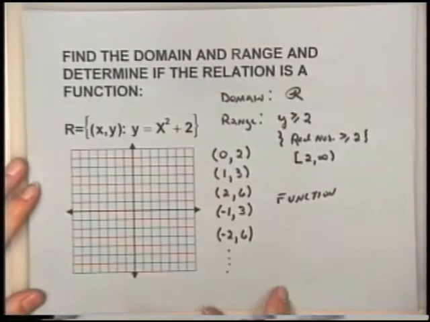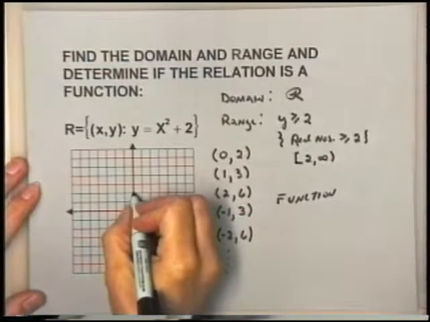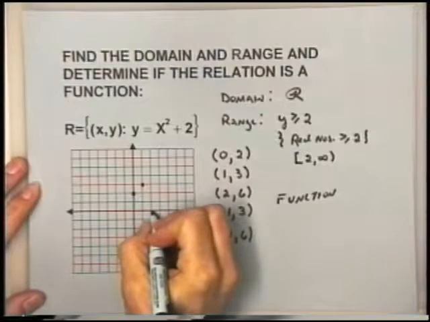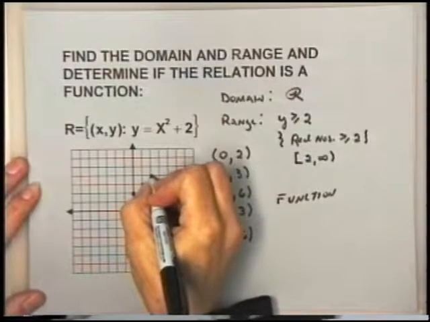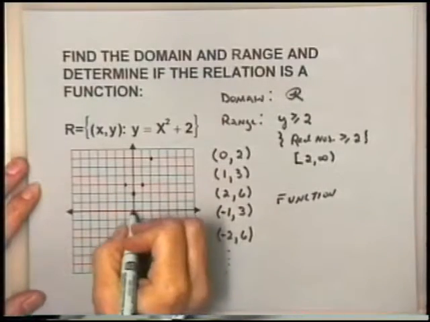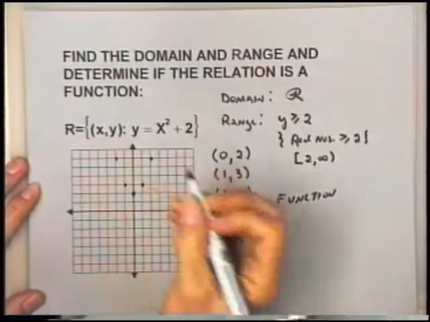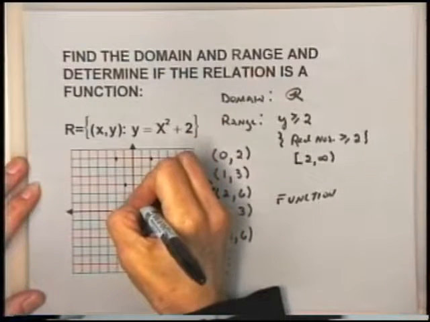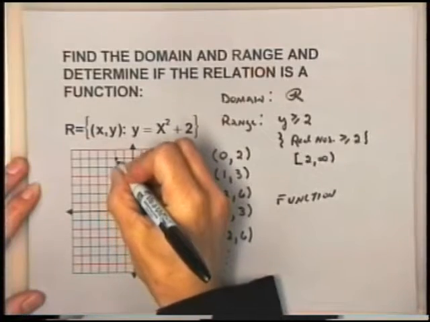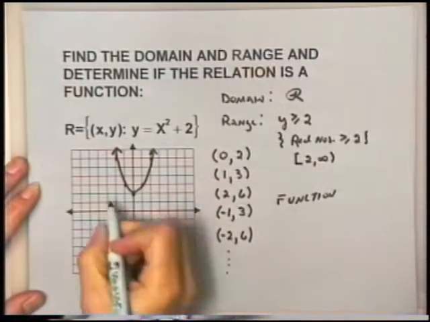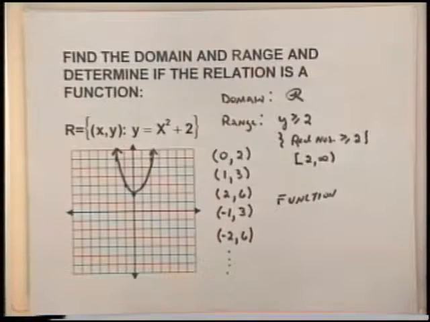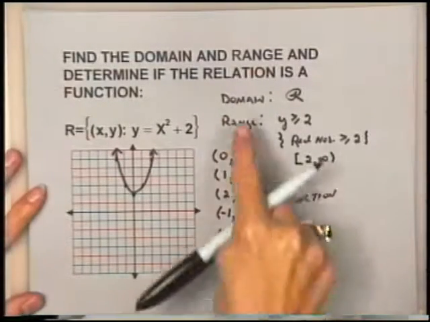Again, let's look at the graph of this relation. We have the points 0, 2, 1, 3, 2, 6. Then we have -1, 3, and -2, 6. We have graphed these before. Recall, this is a curved line in both directions. It is not a straight line. And this graph, remember, we said, had the shape that is sometimes called a parabola.